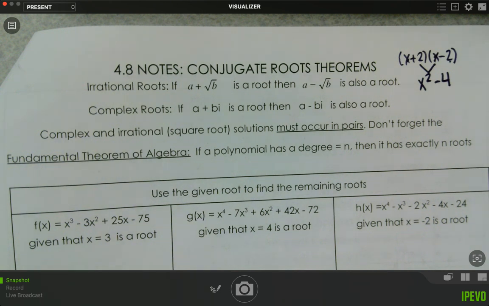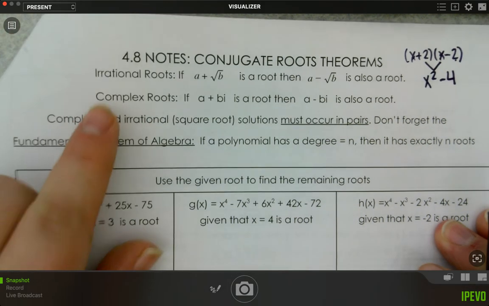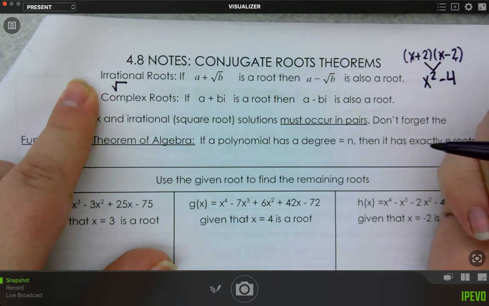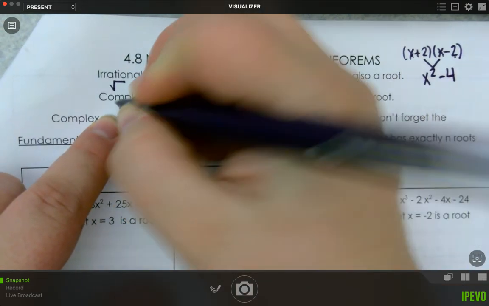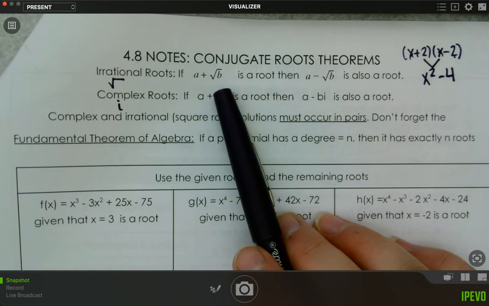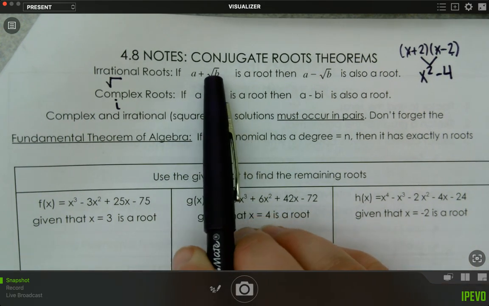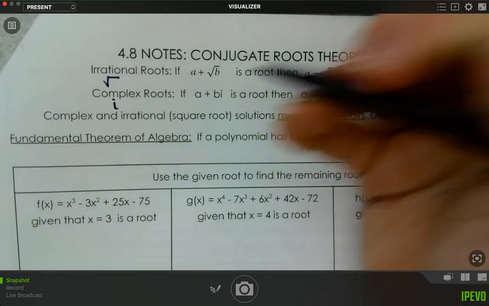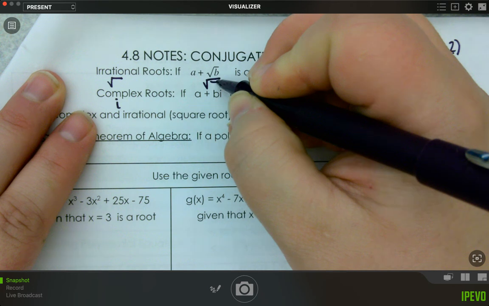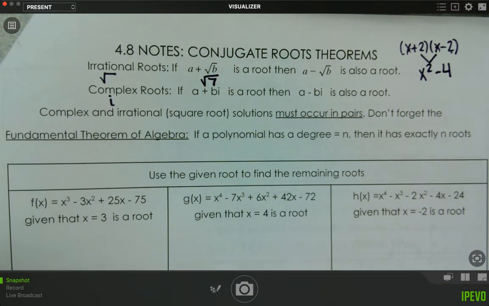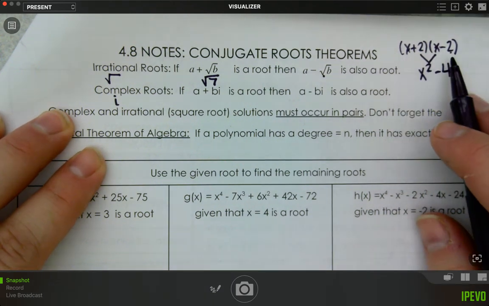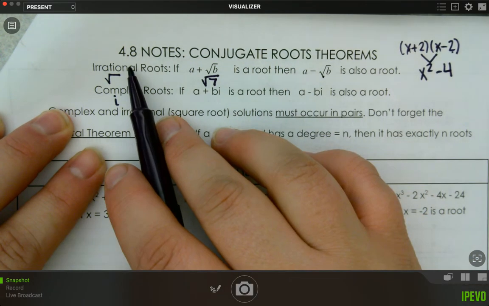Okay? And the rules that we're going to talk about with them are irrational, which means square root ones, and complex, which means that they are going to have an i. And the same rule applies to both of them, and that is that if you have an answer of a plus the square root of b, I'm just going to call this square root of 7 as an example, then a minus the square root of b, the conjugate, has to go with it if they're irrational.